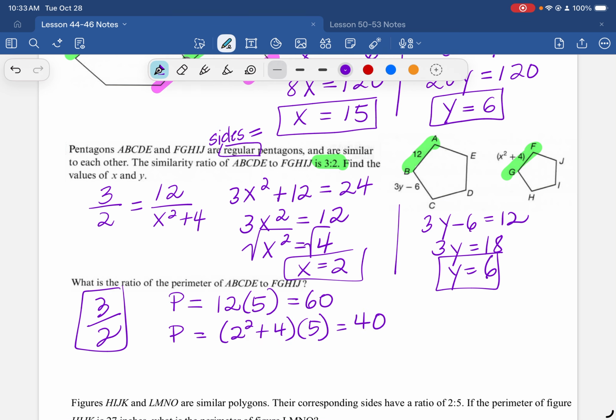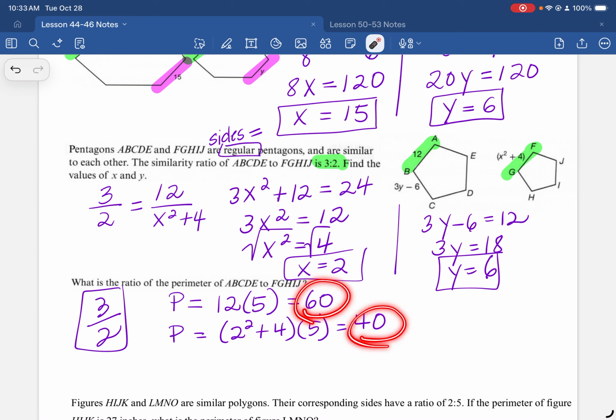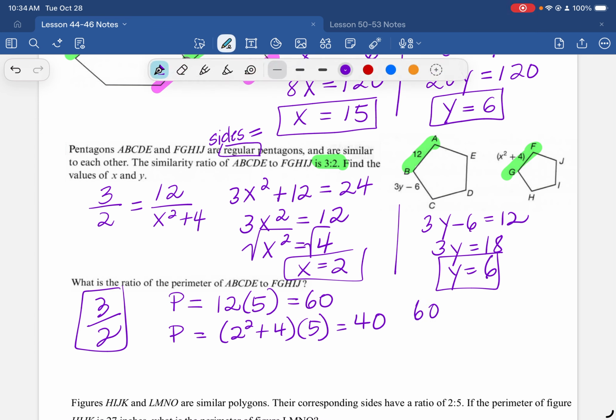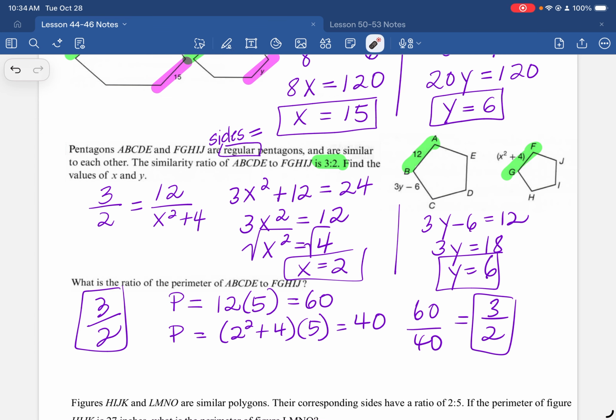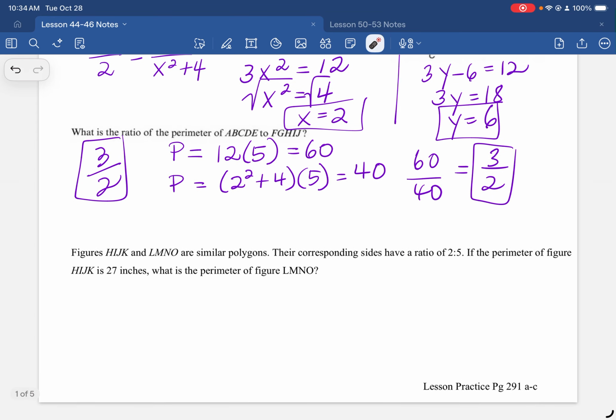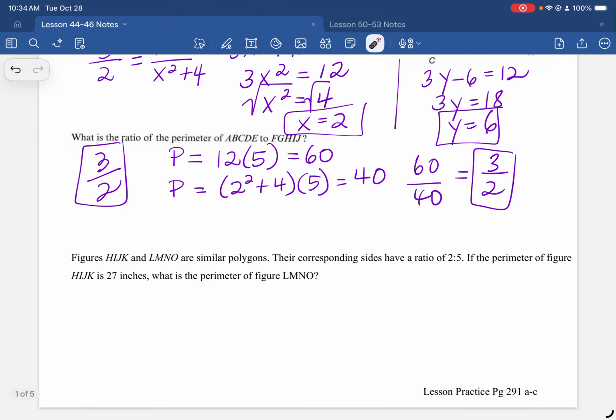So if I were to set up a ratio between the two perimeters, I would get 60 over 40, and if I reduced that, I would in fact get 3 over 2. But once again, if you know that theorem up above, you just copy the corresponding side ratio for the perimeter ratio. Okay, last problem on this page says figures HIJK and LMNO are similar polygons.